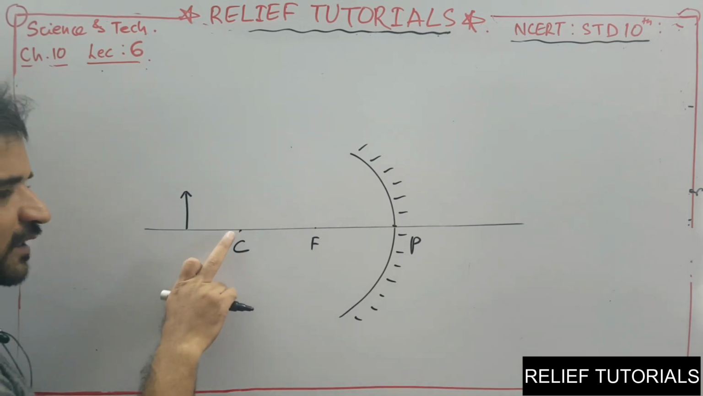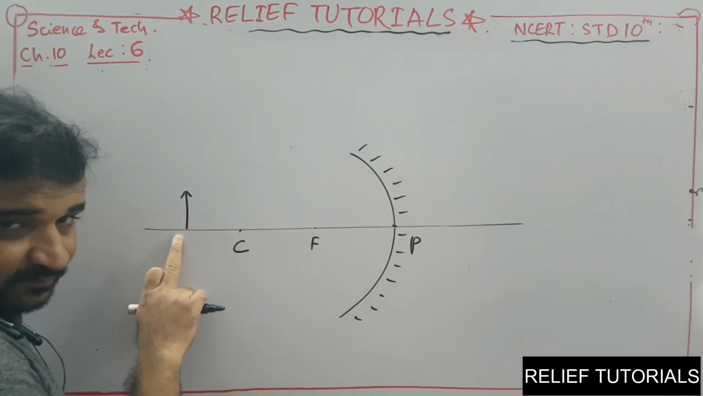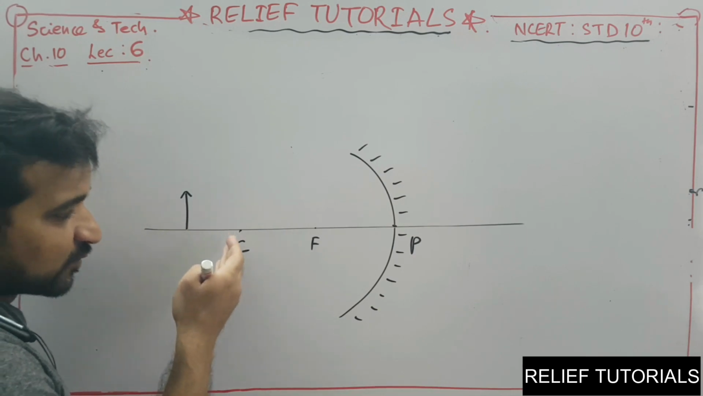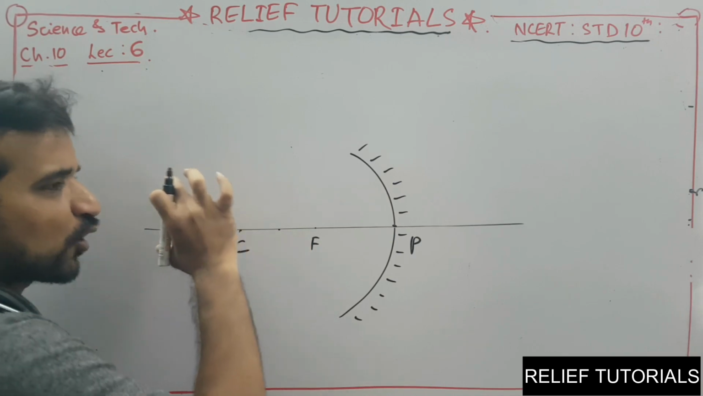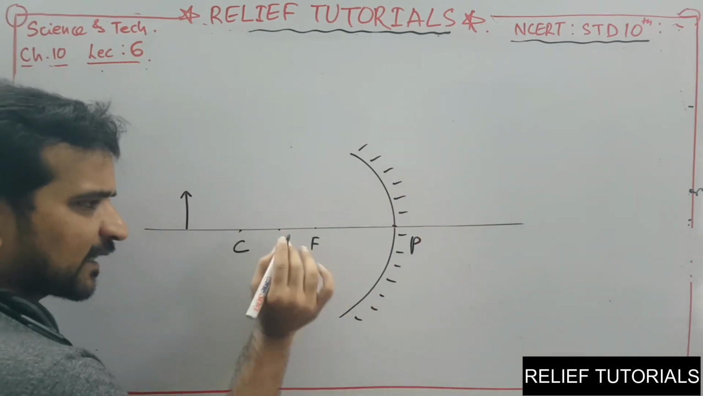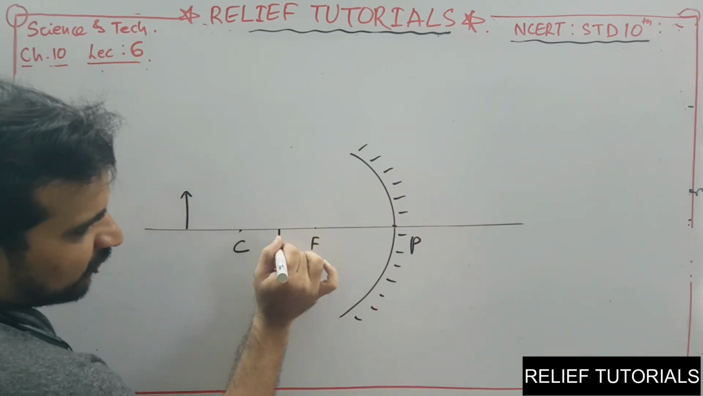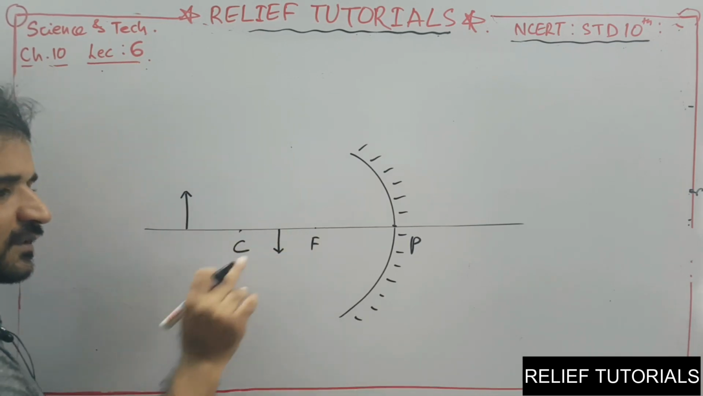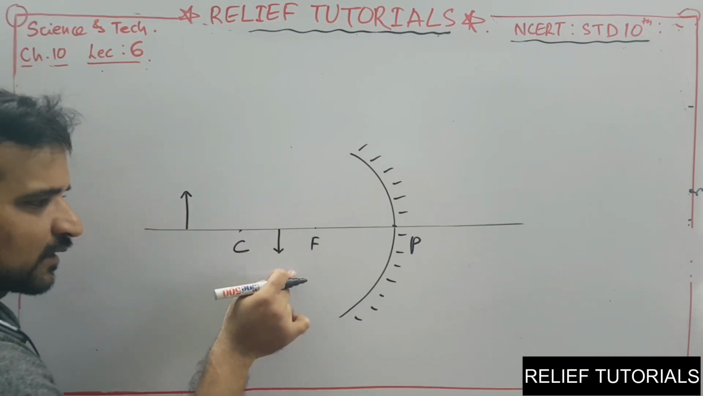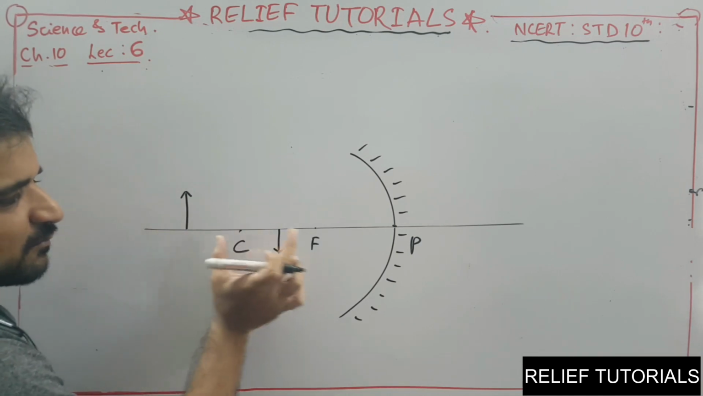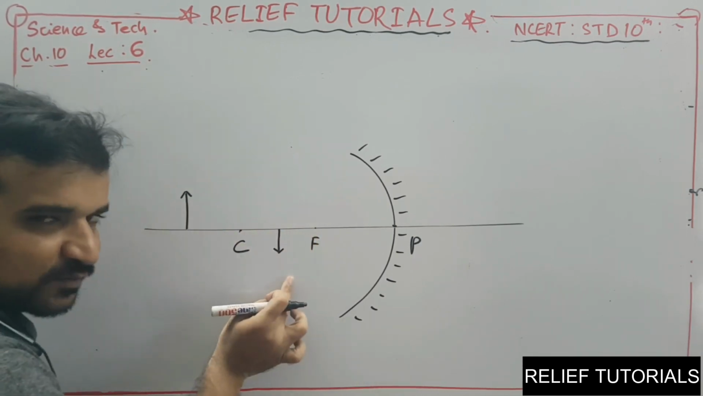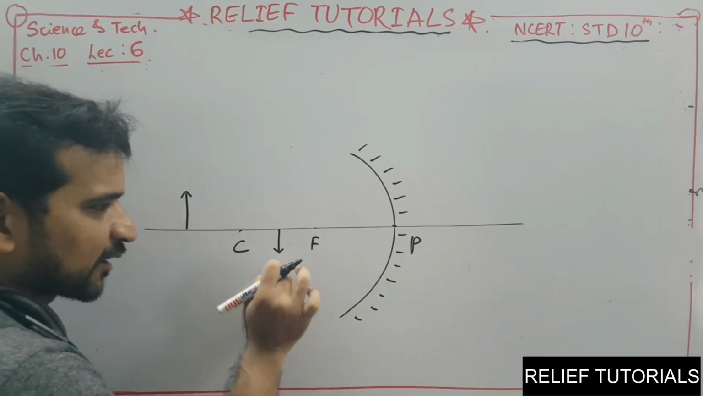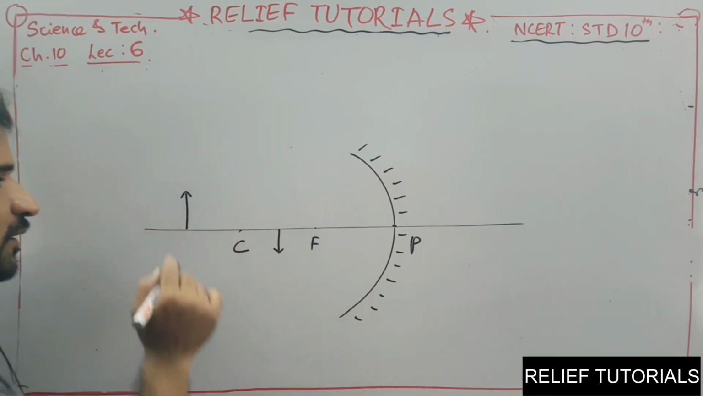So we can see the object is beyond C. Object is beyond C, so the image will be between C and F. I am not drawing the rays, I am just drawing the image. Let us say this is the image of this object. The size of that image will be smaller than the object. Nature: real and inverted.